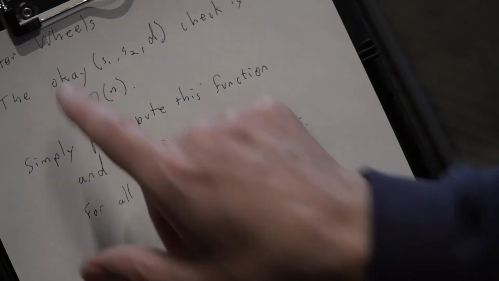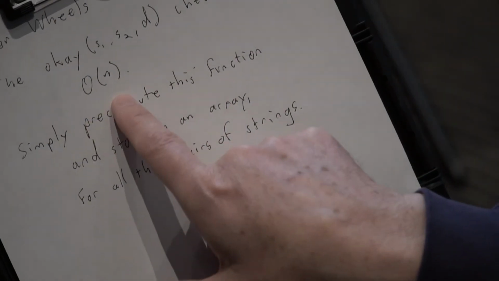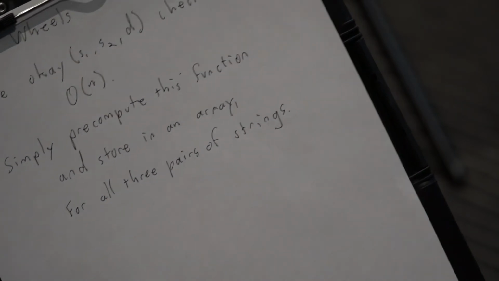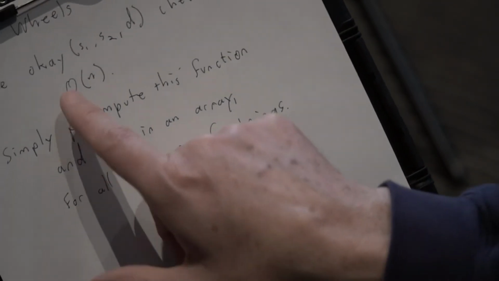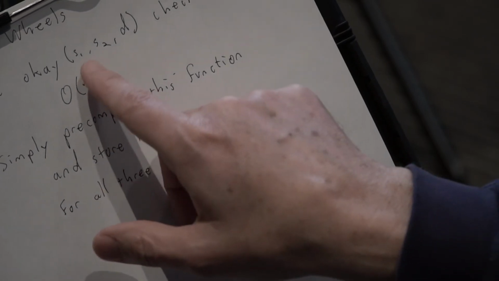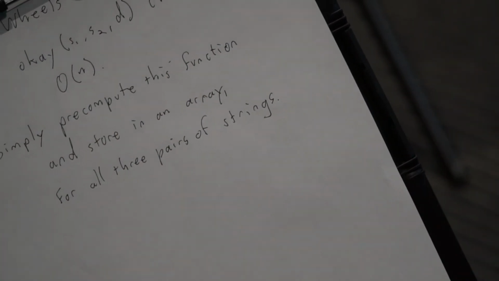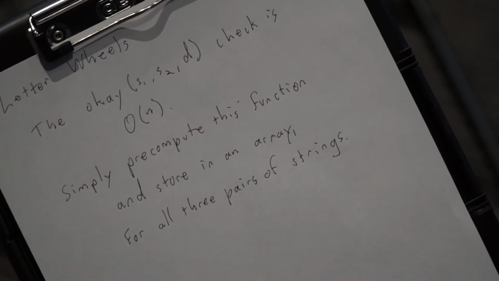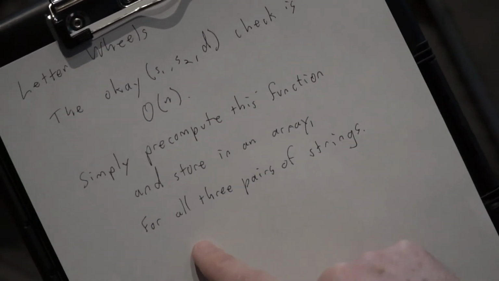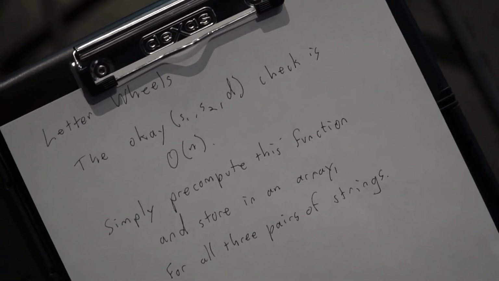But this OK function, the one we're actually checking to see if it's compatible, that check is O of n, and that's our problem. So how do we resolve this? Well, if in doubt, pre-compute, cache. So we simply pre-compute this function for all 3 pairs of strings, A versus B, B versus C, C versus A, and all possible offsets. We can do that in O of n squared, store them in an array, and then inside our inner loop, where we're actually checking to see if something's okay, we just do an O of 1 array lookup, and we're done.